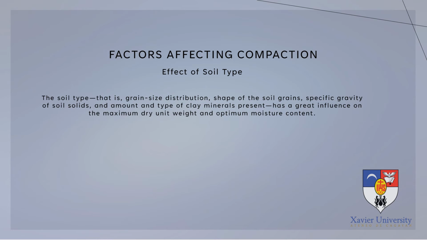So first, let us talk about the effect of our soil type on our compaction. The soil type, that is the grain size distribution, shape of the soil grains, specific gravity of soil solids, and the amount of clay minerals present, has a great influence on the maximum dry unit weight and the optimum moisture content.